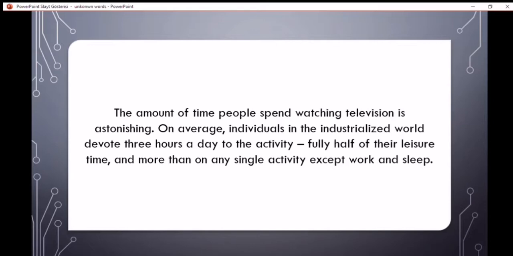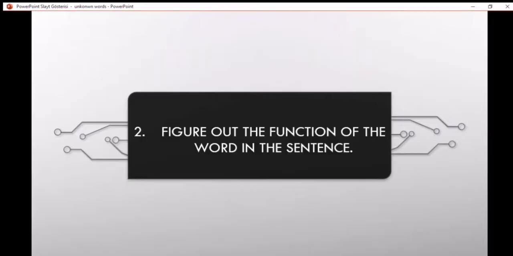We can simply gather that by looking at the whole paragraph or the whole passage, or by focusing on the objective, the main idea of the writer. Second, we need to figure out the function of the word in the sentence. Function means, is the word a verb, an action? Is it an adjective? Is it an adverb? Is it a noun? So what's the purpose? Why is the word there? That's the whole idea.